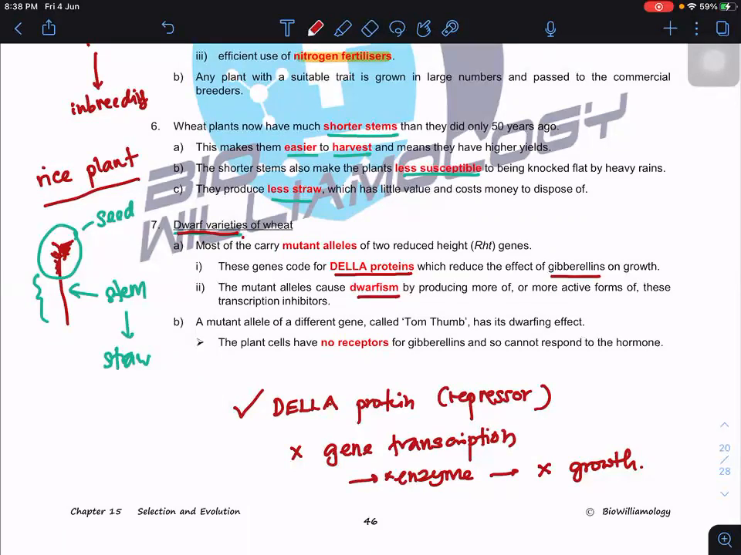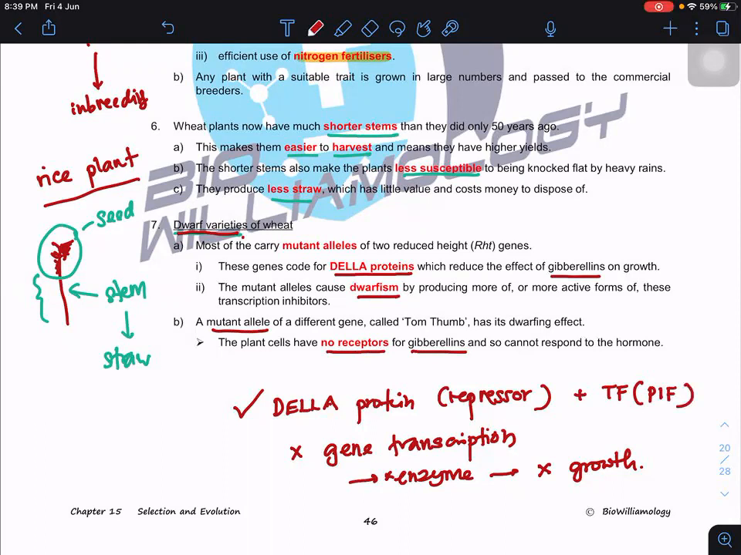Or another mutant allele can be introduced so that they don't have a receptor for gibberellin. If they don't have a receptor for gibberellin, then they are not able to break down the DELLA protein. So as long as DELLA protein is there, DELLA protein will go and bind with the transcription factor known as the PIF.